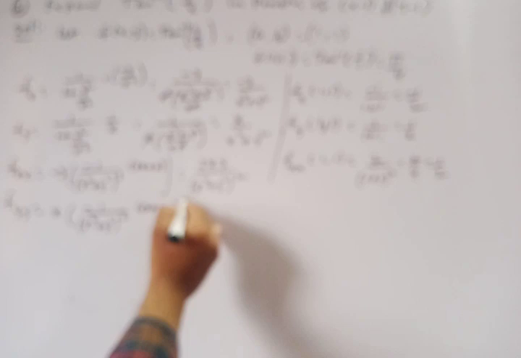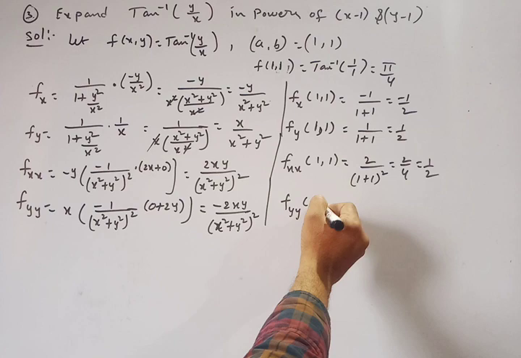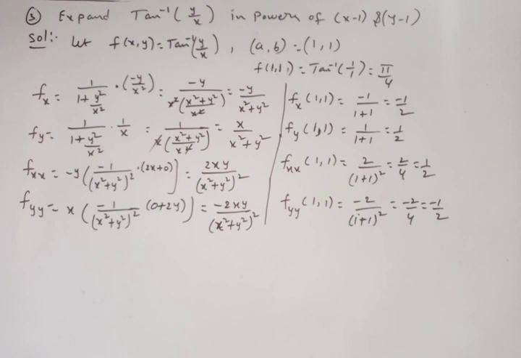So this will come minus 2xy by (x square plus y square) whole square. So f_yy at (1, 1) will give you minus 2 by (1 square plus 1 square) whole square. So minus 2 by 4 will give minus 1 by 2. How much are we getting? Minus 1 by 2. That is f_yy, right?